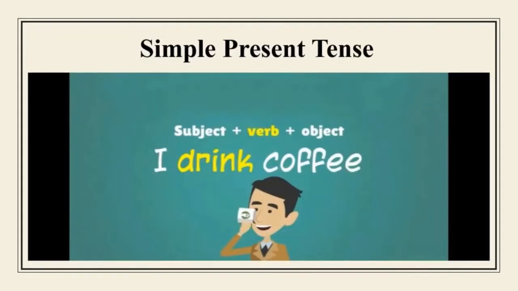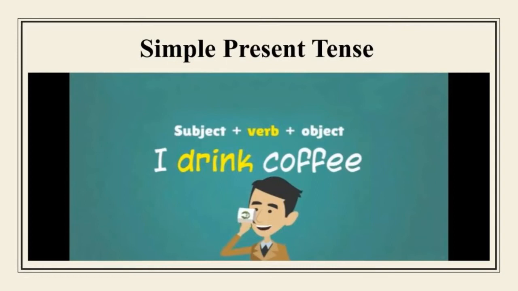Okay, students, let me explain to you how to form a simple present tense. Look here, a rule is given. Subject plus verb plus object. It's a rule. We should follow this, then only we are able to make a simple present tense. Look at the example given. I drink coffee. I is the subject. We know very well that subject is a noun or pronoun. Verb is drink. It means verb is an action word. Object is coffee. I drink coffee. It means that action is happening right now.